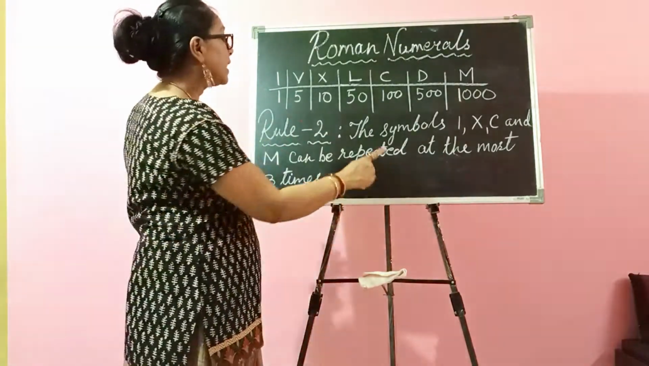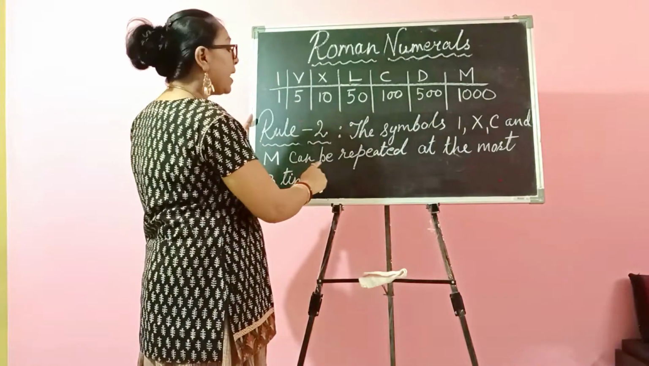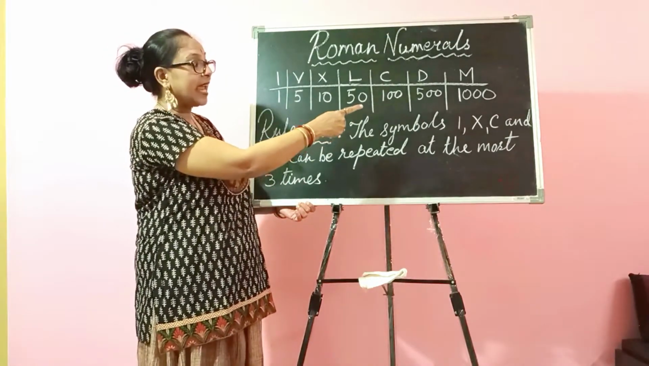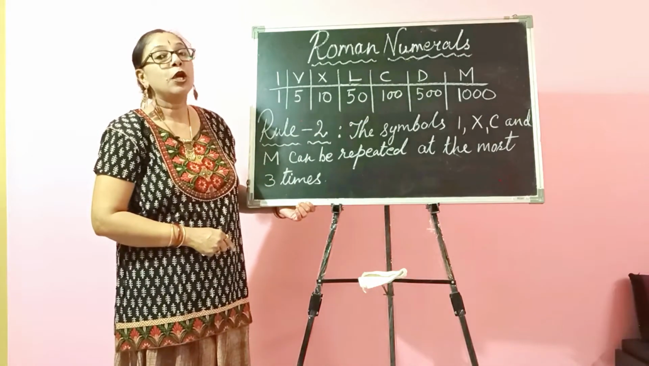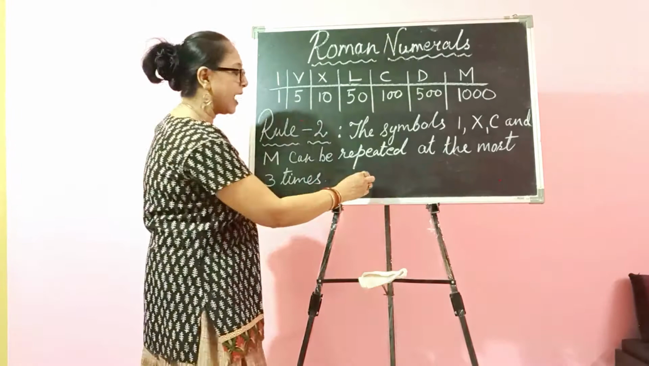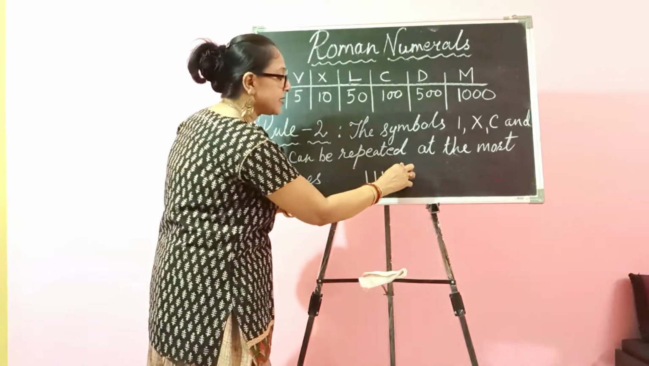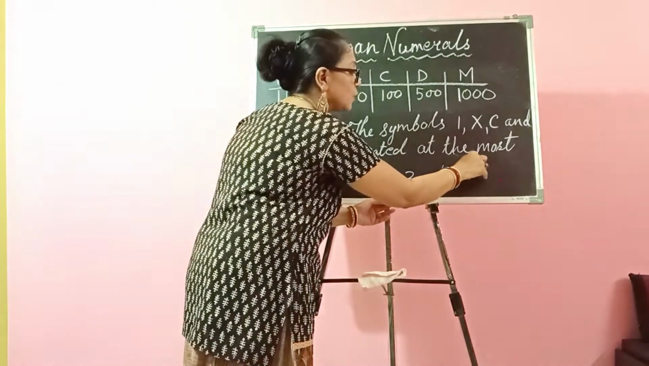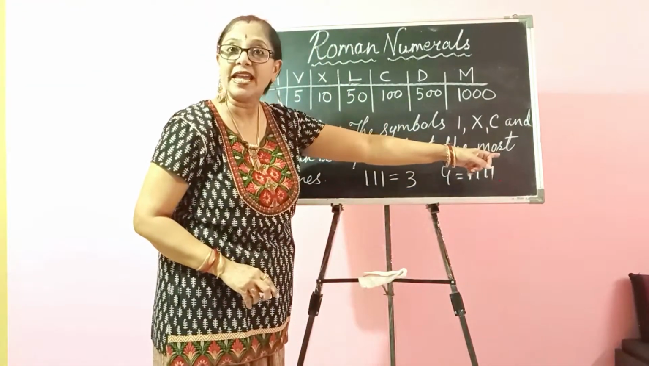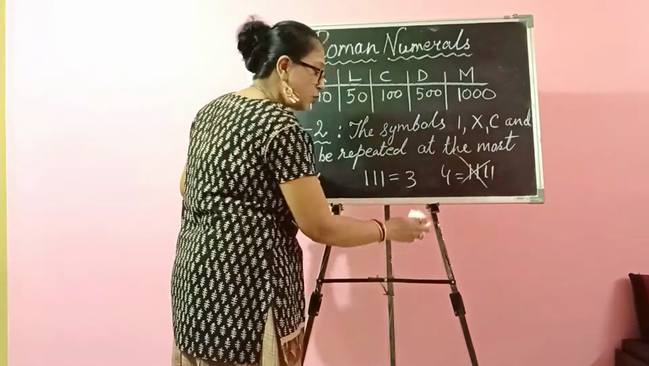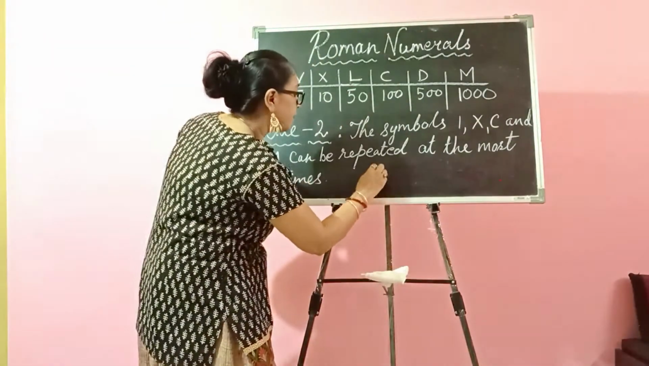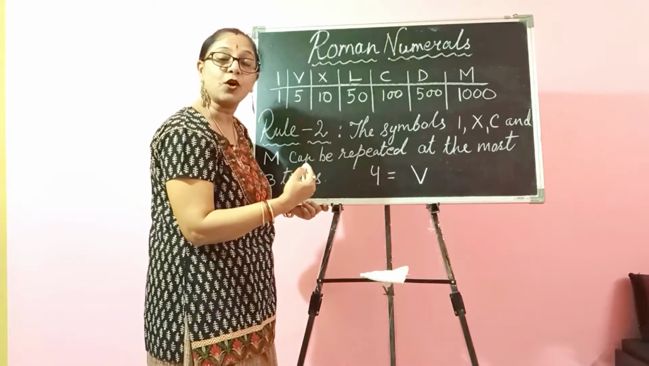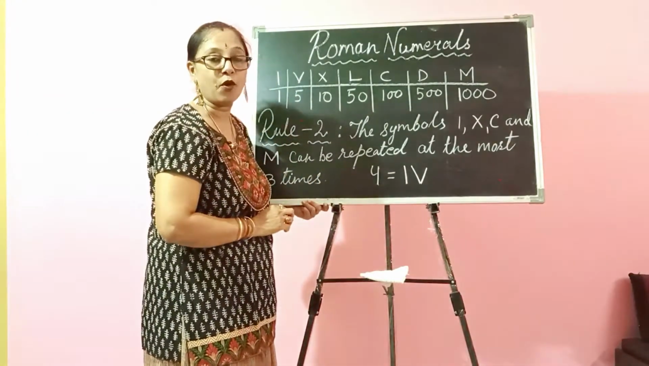Rule 2 says the symbols I, X, C and M can be repeated at the most 3 times. We cannot repeat the symbols I, X, C and M more than 3 times. To write the number 3, we can write I plus I plus I. This represents 3. But to write 4, we cannot write 1 plus 1 plus 1 plus 1, that is IIII. This is wrong. Instead, to represent 4, children, we write first V, that stands for 5. At the left hand side of V, we write I, that stands for 1.